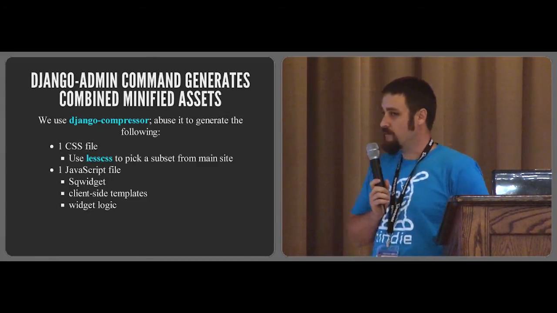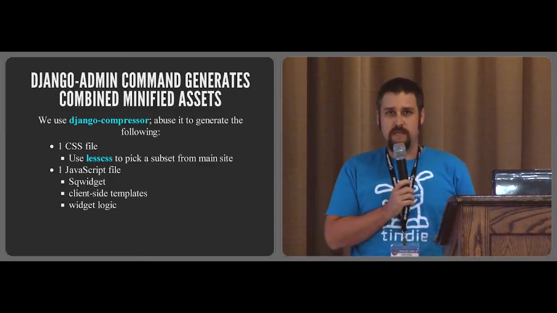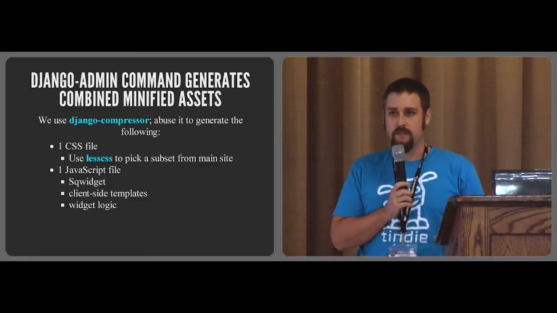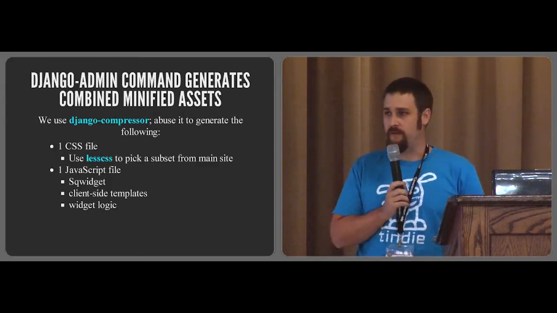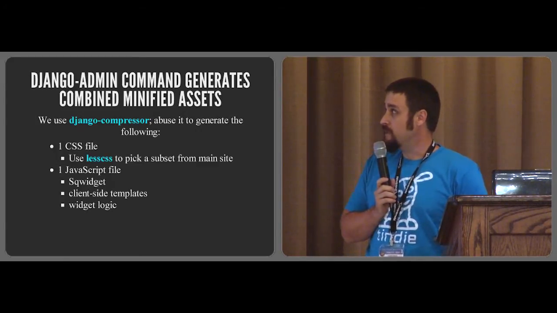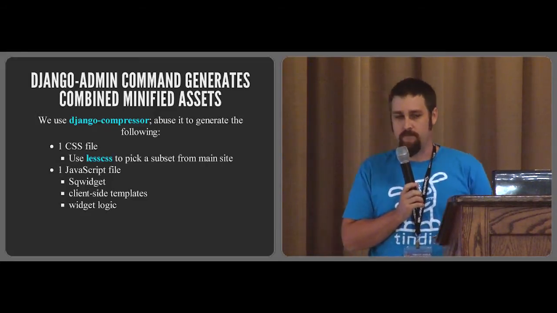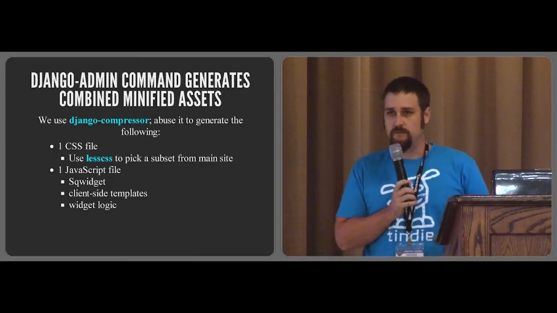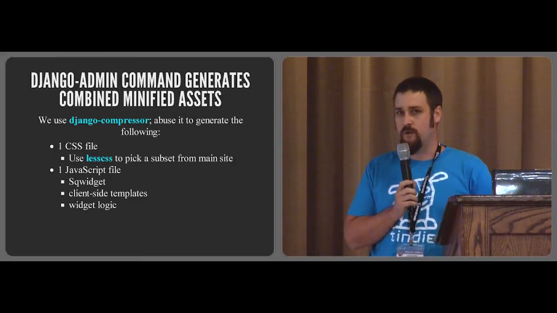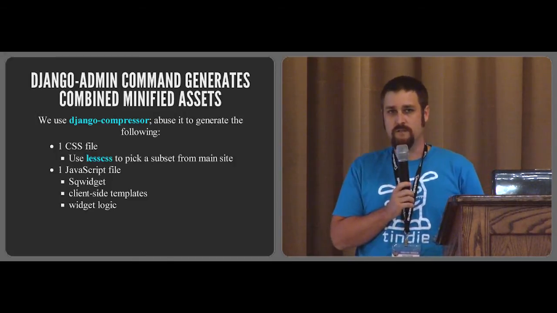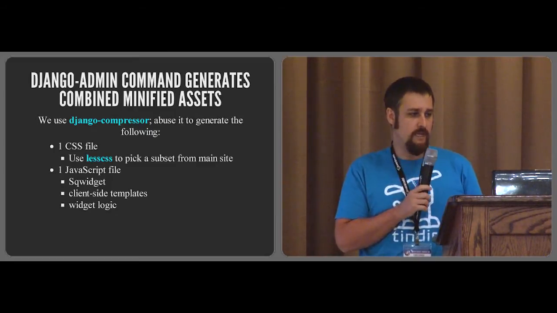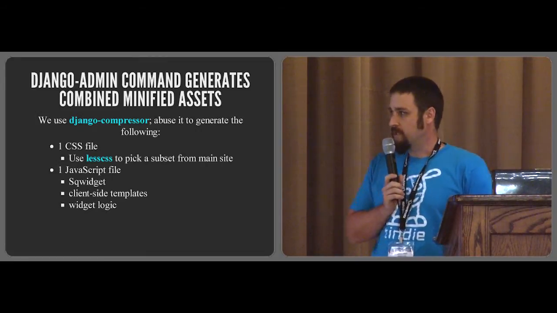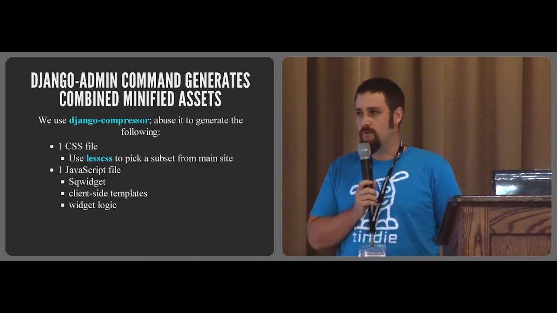And behind the scenes on the server, when we're deploying these things, we use a Django admin command to generate these files. We use Django compressor with our regular app to combine and minify CSS and JavaScript. And we abuse it for our widgets by hooking into the back end of Django compressor and generate one CSS file. And in this case, we're using less CSS to pick a subset of the CSS that we're going to use by pulling in just the portions that we need. And then we have one JavaScript file that contains the Squidget, the client-side templates, and all of our widget logic.